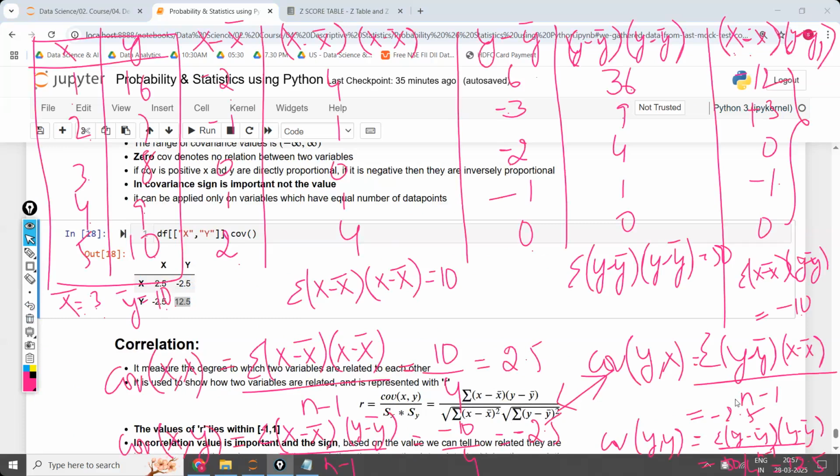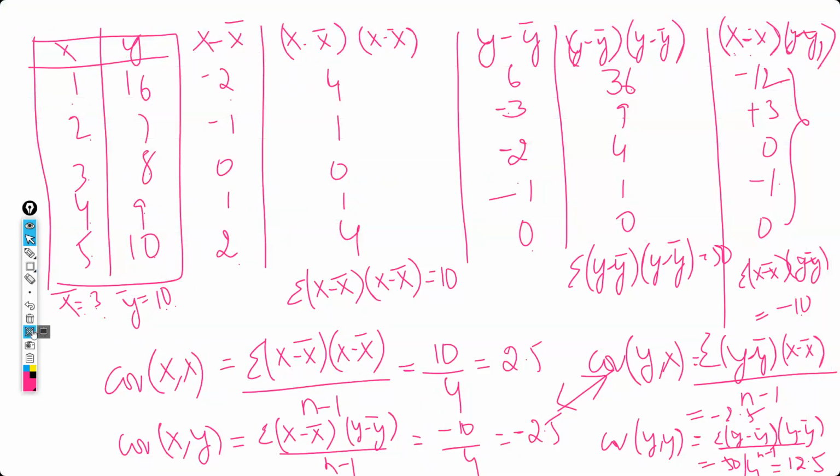2.5 minus 2.5 minus 2.5, 12.5. The 4 values I have shown you here. In the Python code, if you write simply COV, you will get 4 values like this. What is the backend code of that? This is the one. If it is clear, write. If it is not clear, ask.